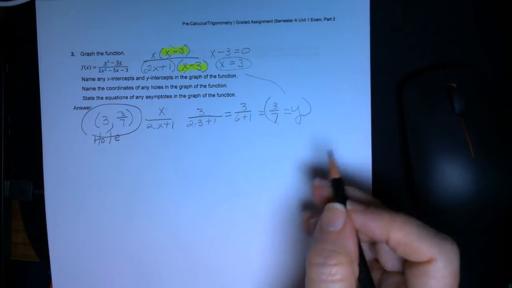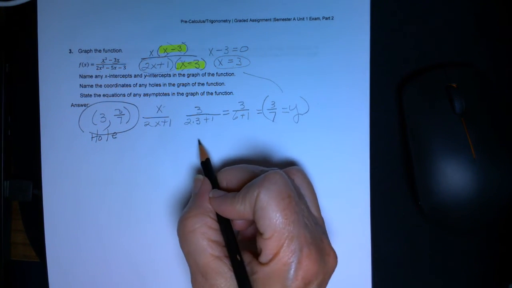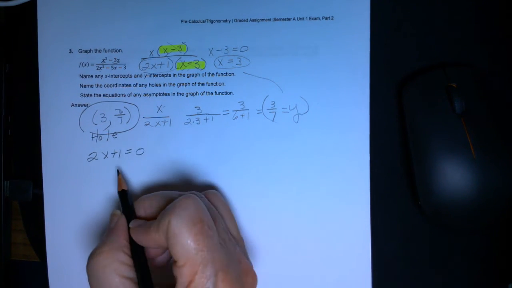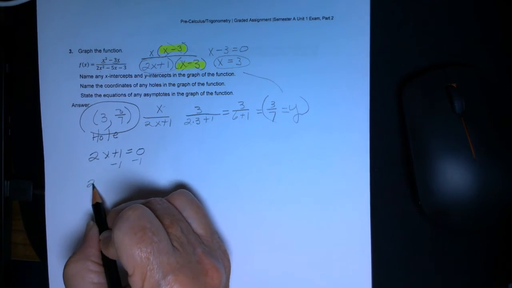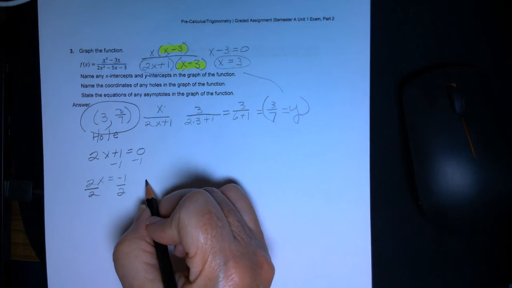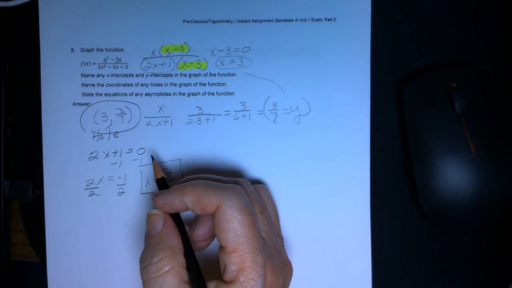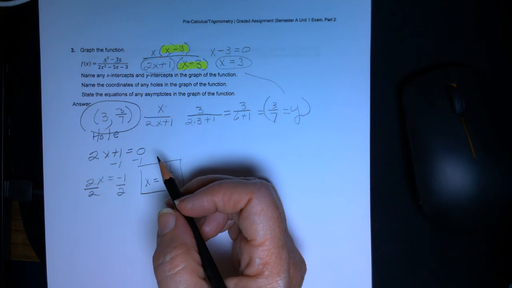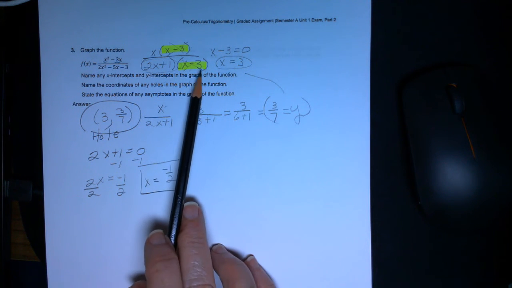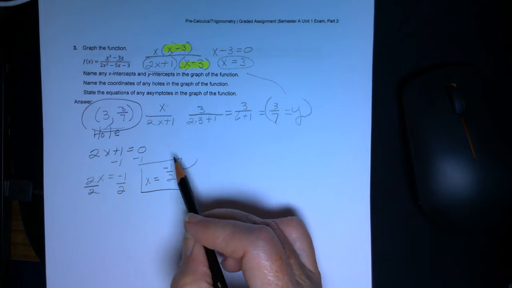So let me label that. And then we're going to set this denominator, 2x plus 1, equal to 0. Subtract 1 from both sides, and we'll have 2x is equal to negative 1. Then divide by 2, and we'll get x is equal to negative 1/2. Now we already know at x equals 3, we're going to have a hole right here. So we have an asymptote here and a hole here.